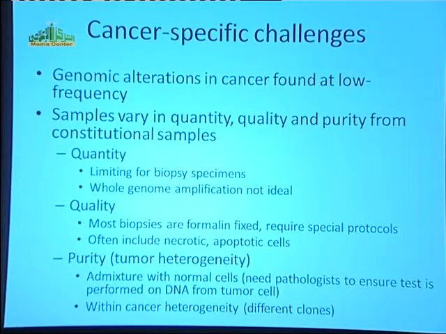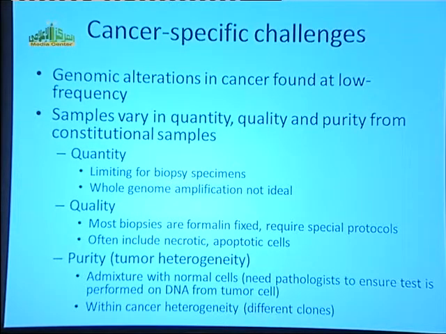Also, the genomic alterations in cancer can be found at low frequency. That is to say that subclones may actually represent a minority in terms of the variance within a sample, and therefore, in order to be able to detect this, you need a technology that has a very high throughput that gives you a large depth of read to be able to identify alterations present at low frequency.